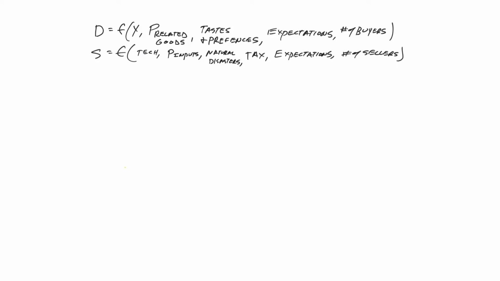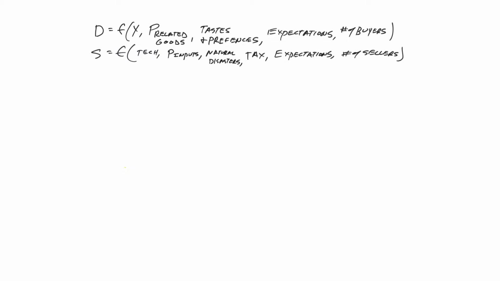Okay, now we're going to put the supply and demand curves together, and we're going to look at all of the things that will shift that curve. Here, demand is a function of income, price of related goods, tastes and preferences, expectations, number of buyers. A change in any of those will shift the demand curve. Supply is a function of technology, price of inputs, natural disasters, or the flip side, perfect conditions, taxes, expectations, number of sellers.